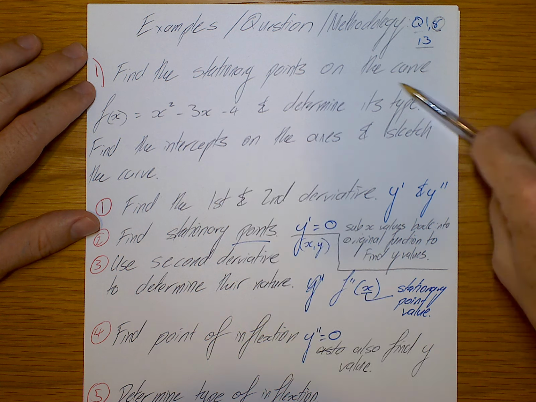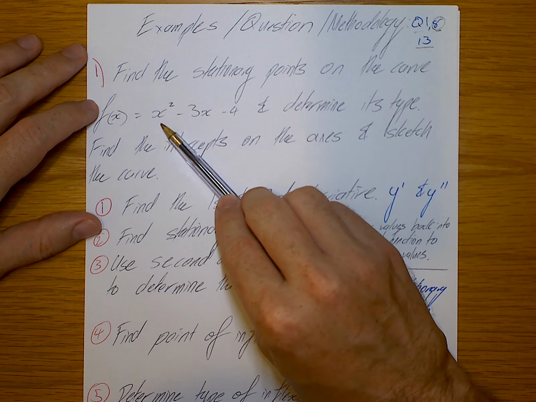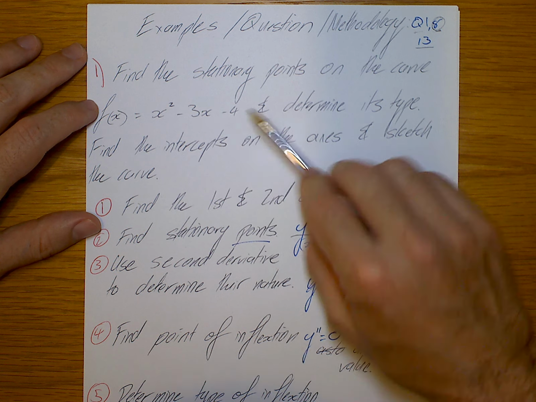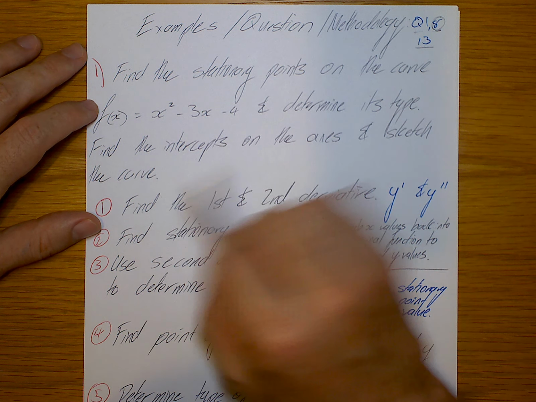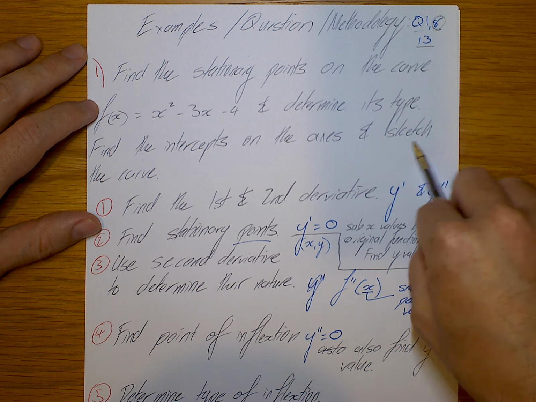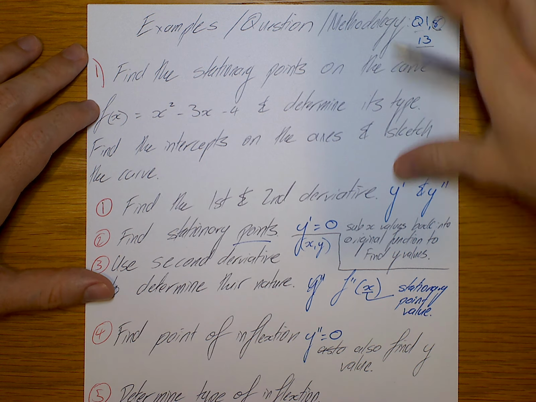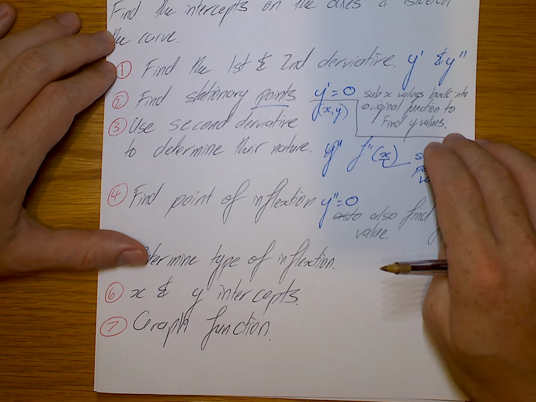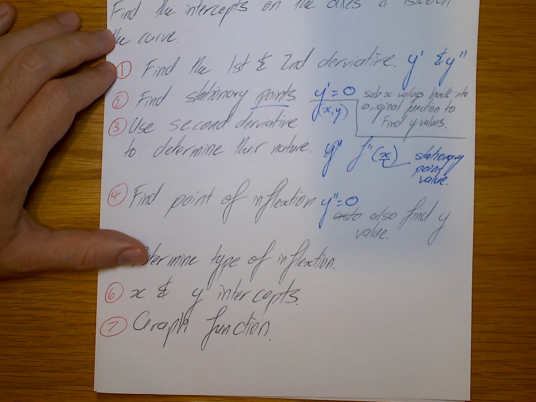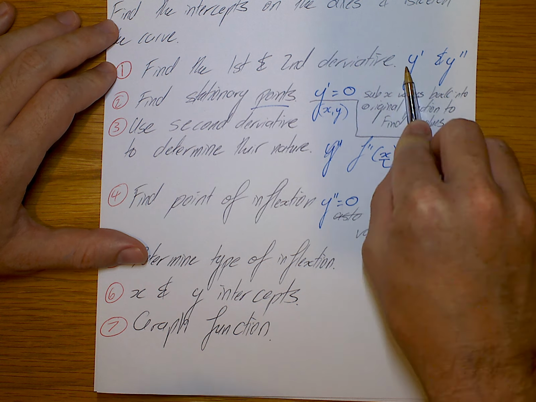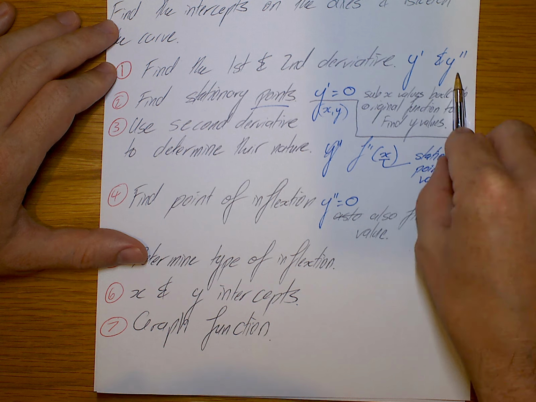Find the stationary points on the curve of f(x) equals x squared minus 3x minus 4 and determine its type. Find the intercepts on the axis and sketch the curve. So this is the methodology we're going to be following, because it's helpful to have a set procedure to follow. Step 1, we're going to find the first and second derivatives, so y dash and y double dash.